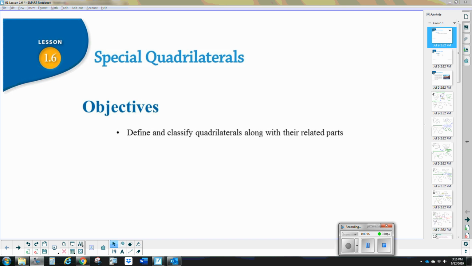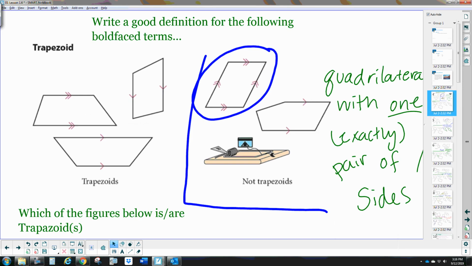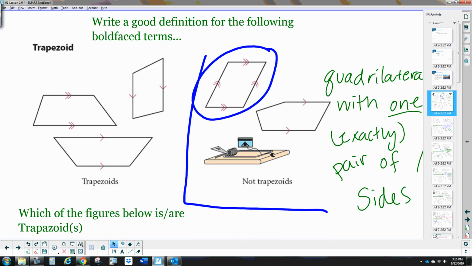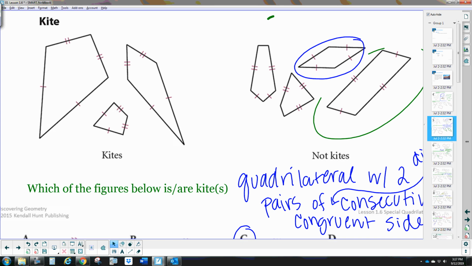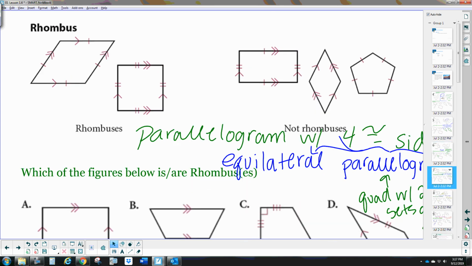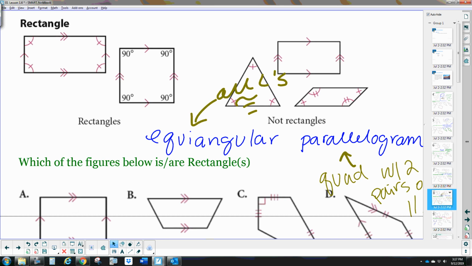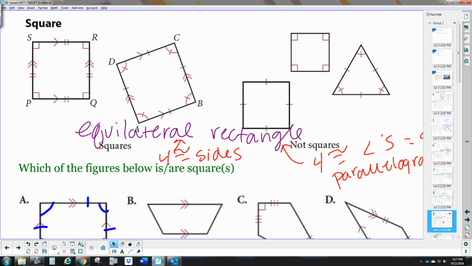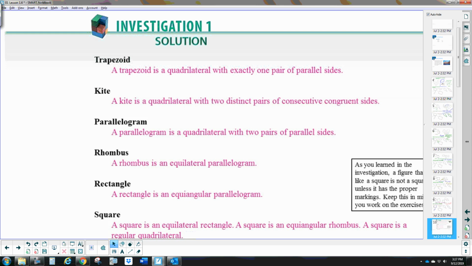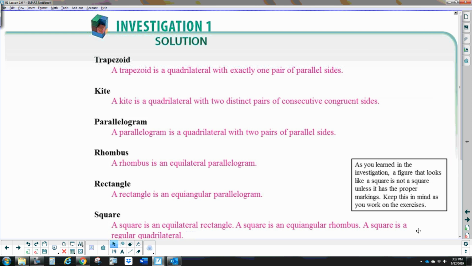As we covered in the last video, we defined all of these terms: kite, quadrilateral, and special quadrilaterals like trapezoid, kite, parallelogram, rhombus, rectangle, and square. If you missed the last video, please go back and watch that. Here are the definitions for those. As you can recall from our last lesson, we defined all of these terms.